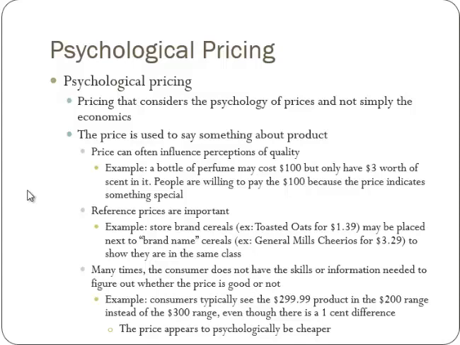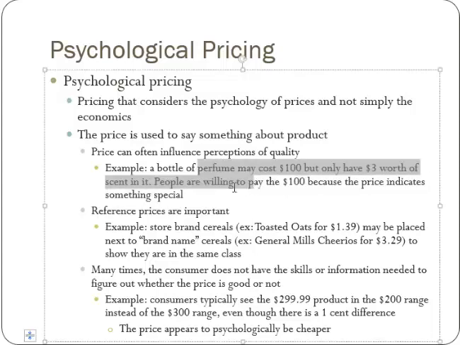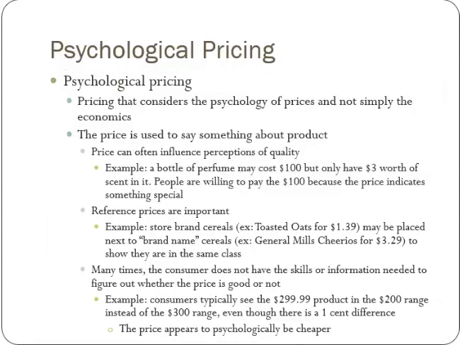Psychological pricing. Psychological pricing is establishing a price that, even though it may not be much substantively different from another price, helps psychologically. Price can influence perceptions of quality. Sometimes, if you can get away with it, you can actually charge a lot of money for something, even though you could theoretically sell it for less, because you want to convey an idea of quality. A bottle of perfume may cost $100, but it only costs you $3 to manufacture it. But people are willing to pay the $100 because people say, wow, that's a $100 product. That must really be good.